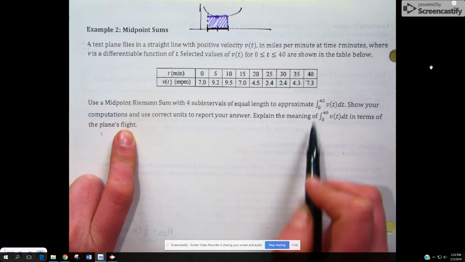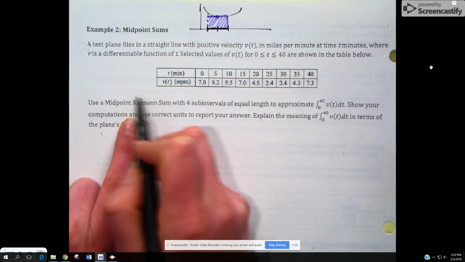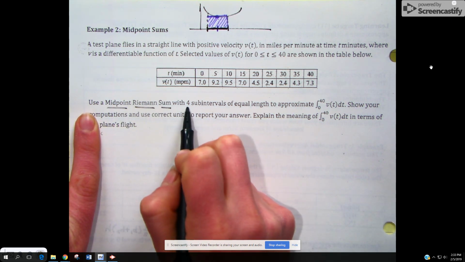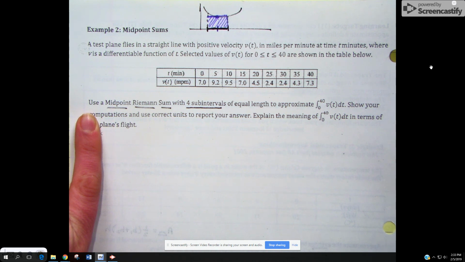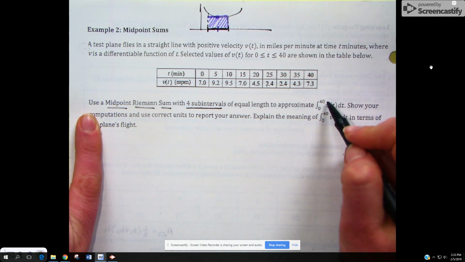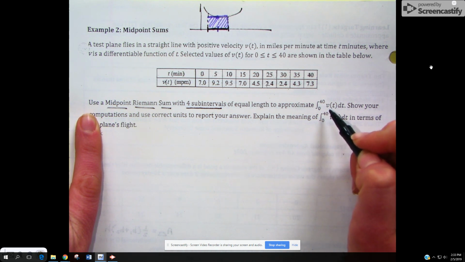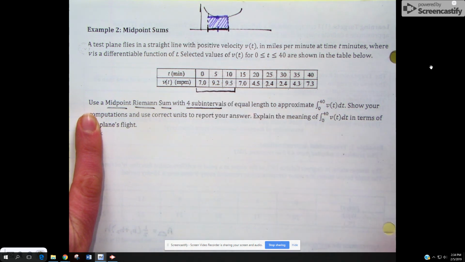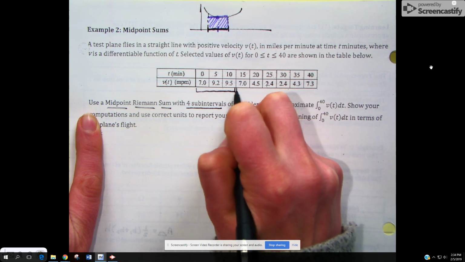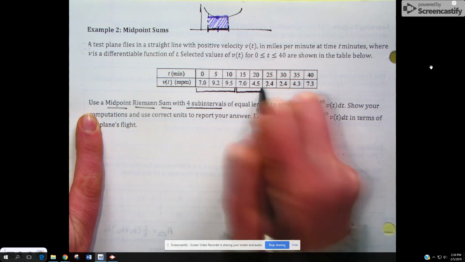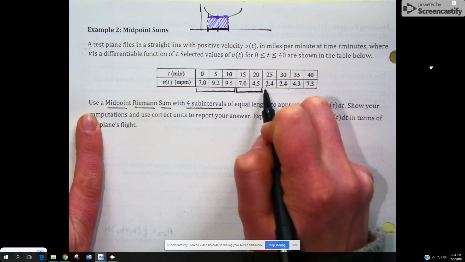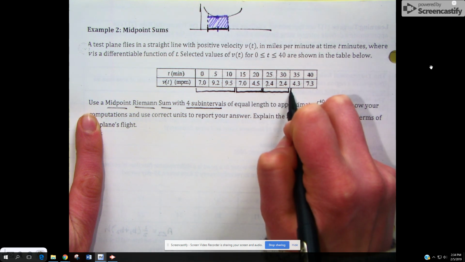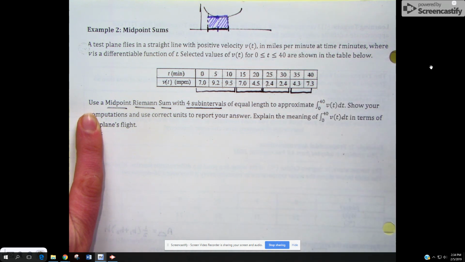We'll come back to the meaning of that in just a second, but notice they're telling you again, you want to do a midpoint, you don't get a choice, and they're telling you to just use 4 subintervals. So if you took your 40 unit long interval and divided it into 4 parts, each of those intervals should be 10 minutes. So you'll have an interval from 0 to 10. And then your next interval would be from 10 minutes to 20 minutes. And then your next interval would be from 20 to 30. And then your next interval would be from 30 to 40.